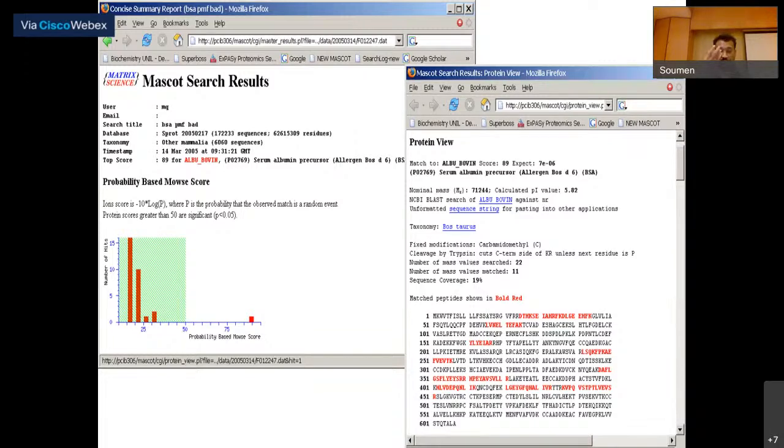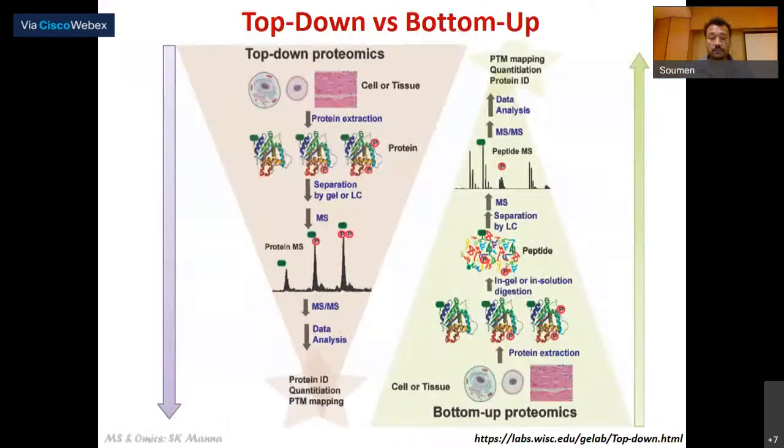So in several cases, you can define while searching how many maximum missing cut sites you can allow. You can define that as 1 or 2 or something. So it will generate the theoretical in silico spectra accordingly. So now we have discussed how to identify a protein.